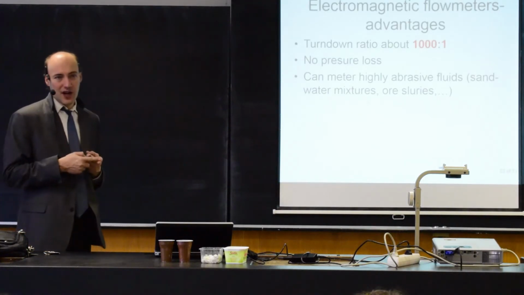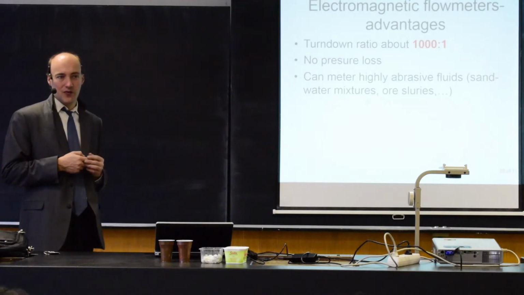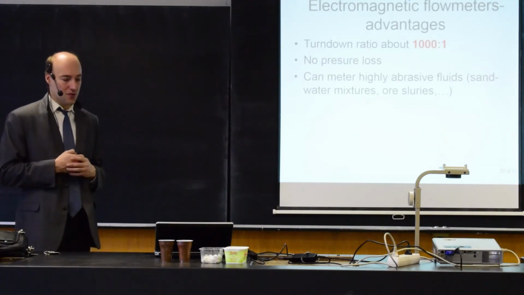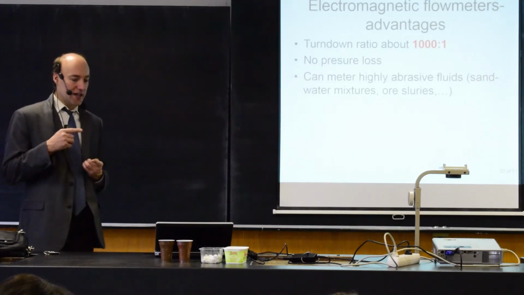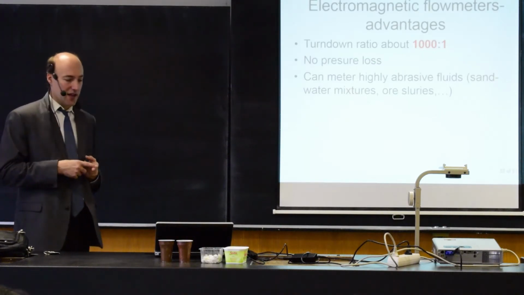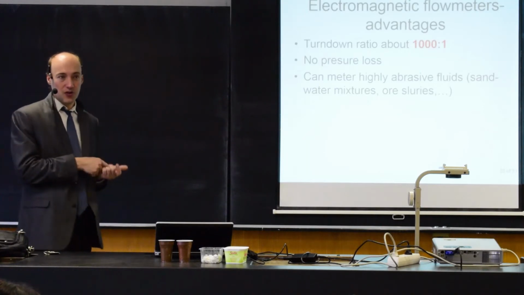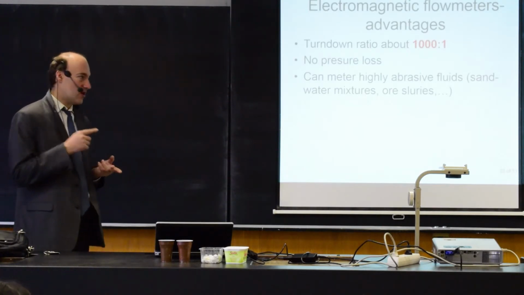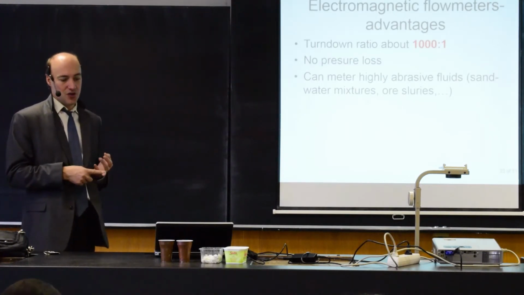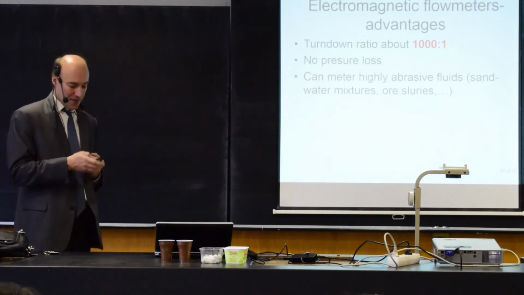It does not have any pressure loss, the same like we had for the ultrasonic sensor. There are no objects that prevent the flow, so no pressure loss. It can measure liquids that are highly abrasive, like mixtures of water and sand, for example. So we could not measure this with the Orifice plate, we could not measure this with the ultrasound, but we can measure those mixtures with the electromagnetic flow meter.